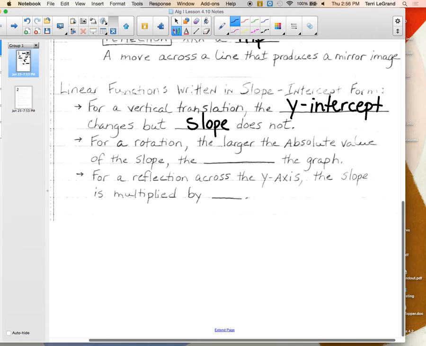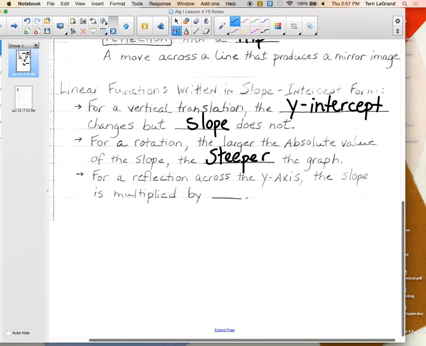So if it gets larger, what happens to the line? The larger the absolute value of slope, is it steeper or less steep? Steeper. Yeah, if you rise more than you run, doesn't it get steeper? So the larger the absolute value, the steeper the graph. When we talk about a rotation, we're going to say that it rotated, say what it rotated about, and it's always going to rotate about the y-intercept. And then we're going to say what happened. Is that new line steeper or less steep?